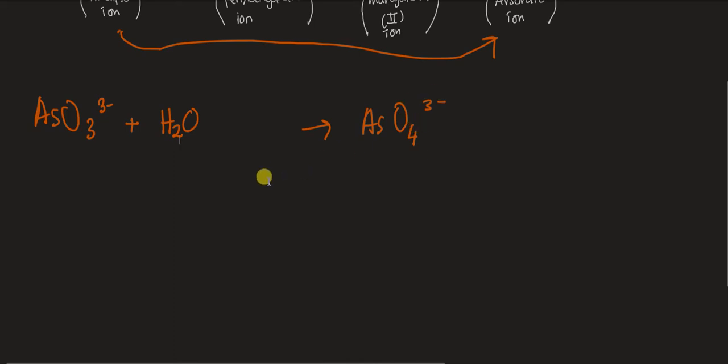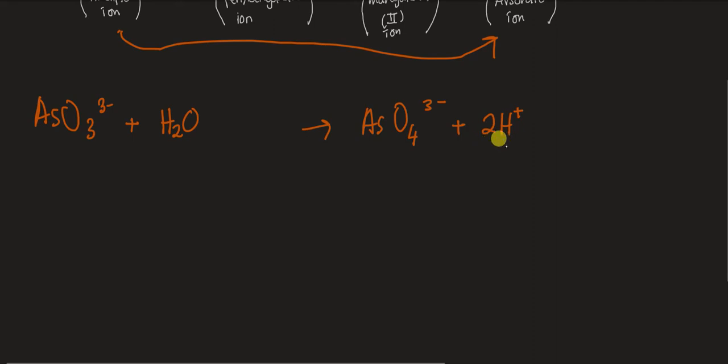Now we proceed to the next step, which is balancing the hydrogen atoms. On the left hand side, we have 2 hydrogen atoms, and on the right hand side, we have none. So we have to add 2 protons, or 2 hydrogen ions. Now the arsenic on the left hand side is the same as the right hand side. The oxygens are 4, equal to the right hand side, which is also 4. And on the left hand side, we have 2 hydrogens, and on the right hand side, we have 2 hydrogens.